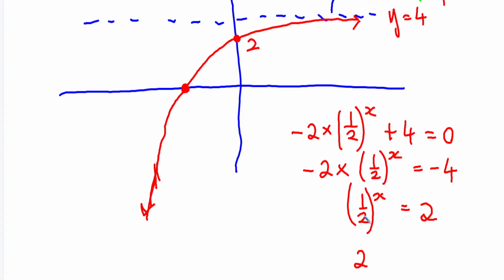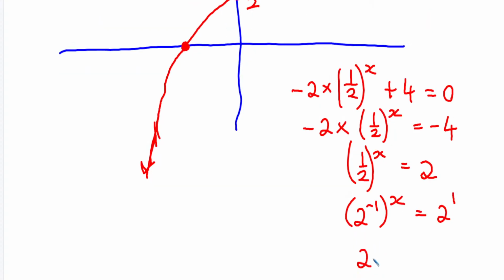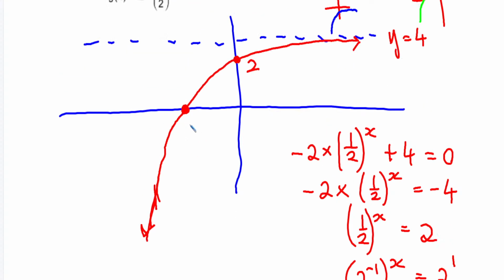This is actually 2 to the -1 to the x. And this is 2 to the 1. And so I get 2 to the minus x equals 2 to the 1. Base is the same. It's a 1-to-1 function. So minus x is 1. So x is -1. Okay. All right.